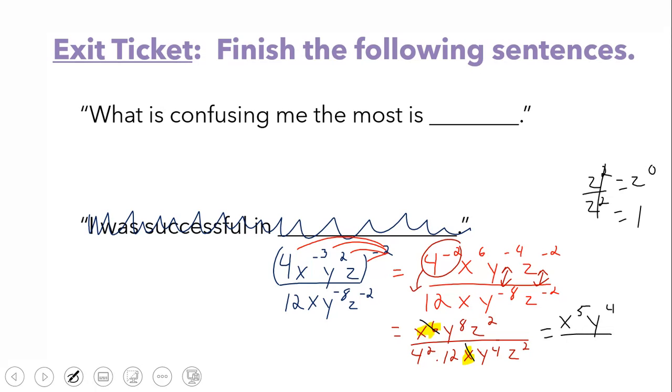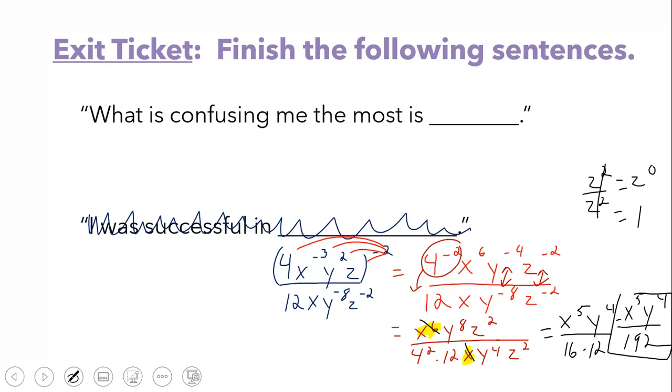What is this over? It's over 4 squared, which is 16, times 12. And I could simplify that a little bit more if I wanted to. X to the 5th, y to the 4th, 16 times 12 is going to get me 192. So over 192. And that's my best answer right there.